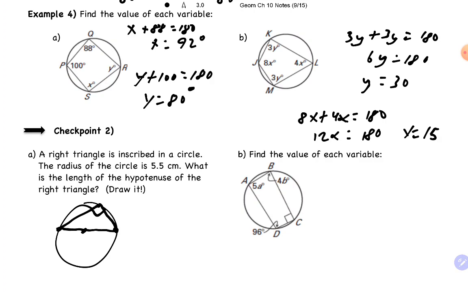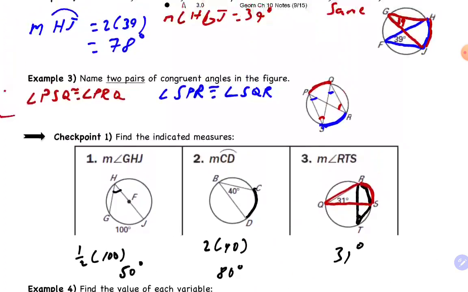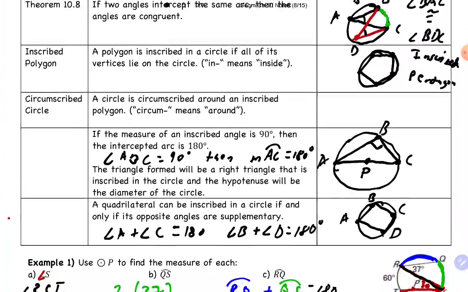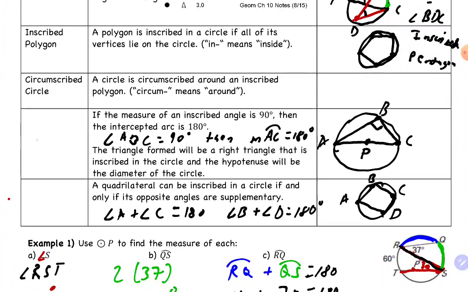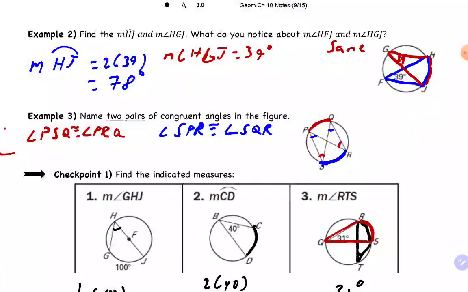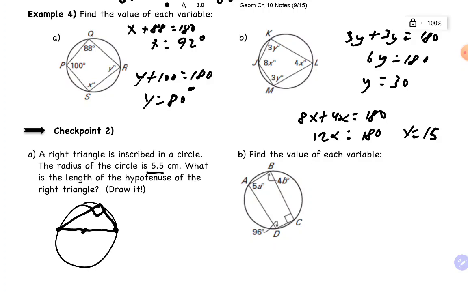So because of one of our theorems right here, let's find out which one. Yeah, this second to last one right here. The triangle formed will be a right triangle that is inscribed in the circle, and the hypotenuse will be the diameter of the circle. So because we know the radius, which is 5.5 centimeters, the length of the hypotenuse of the triangle is also the diameter. So 5.5 plus 5.5 is 11 centimeters. And that is our hypotenuse.